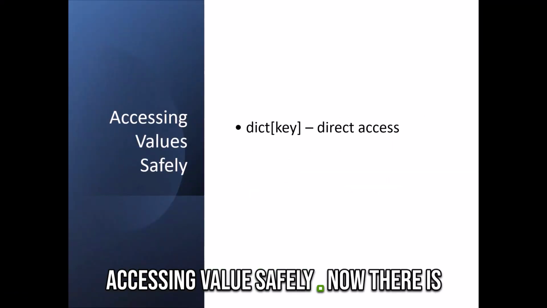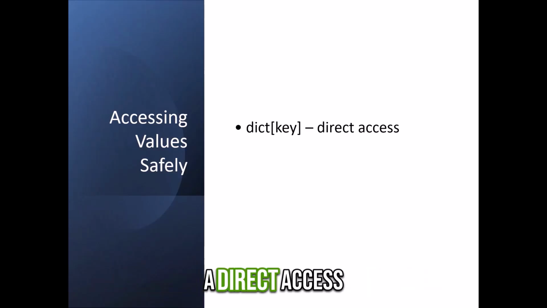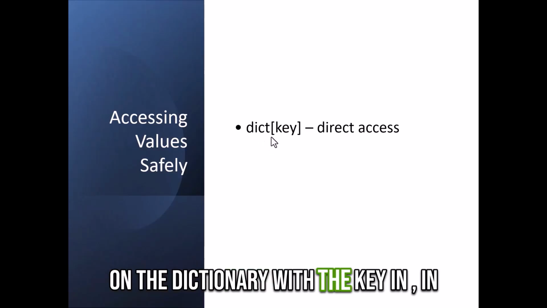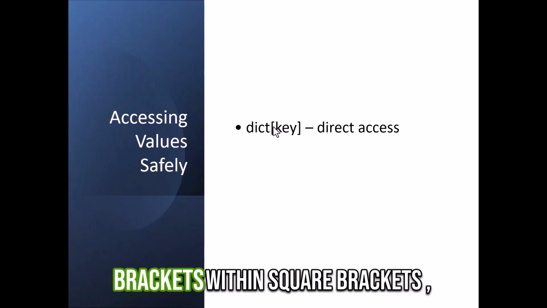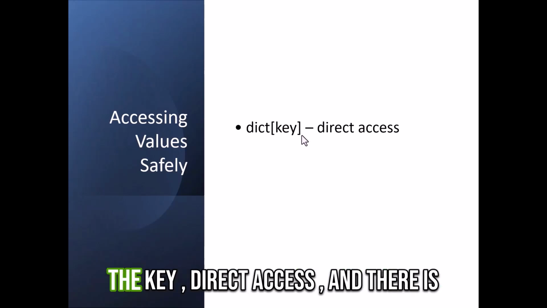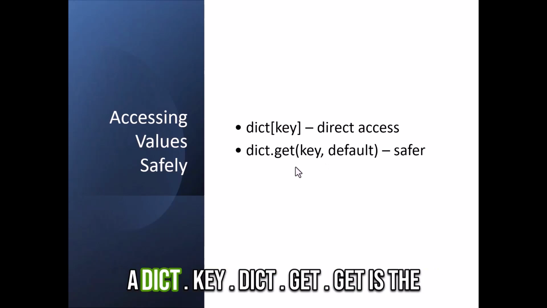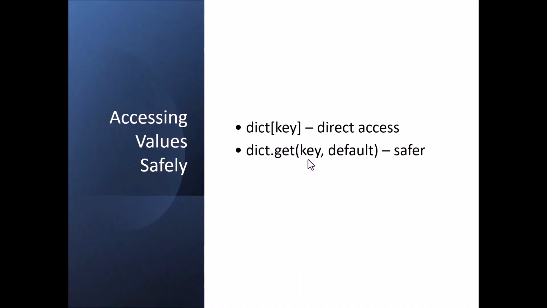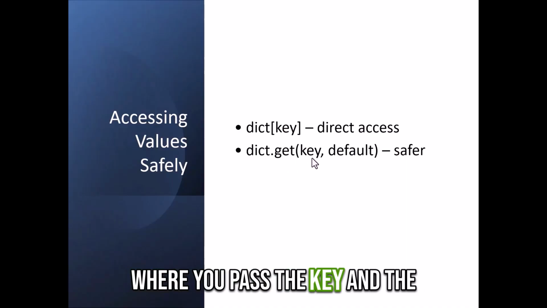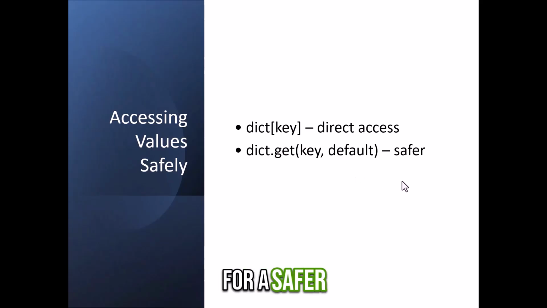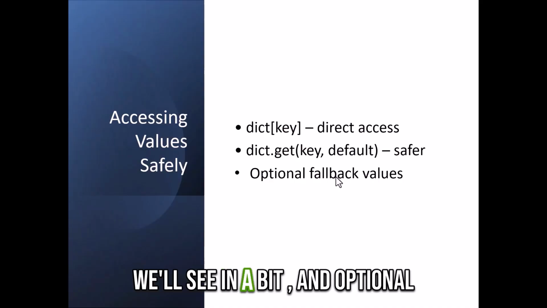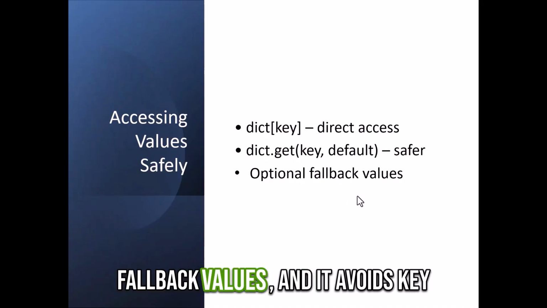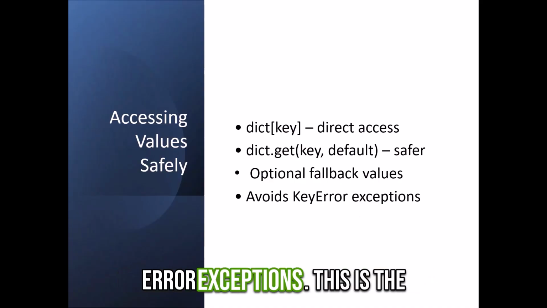accessing values safely. There is direct access on the dictionary with the key in square brackets. And there is dict.get, a function where you pass the key and a default, a safer method of accessing values, which we'll see in a bit. It provides optional fallback values, and it avoids KeyError exceptions.